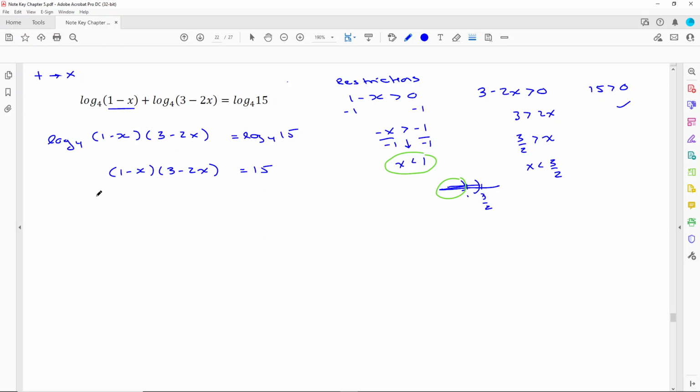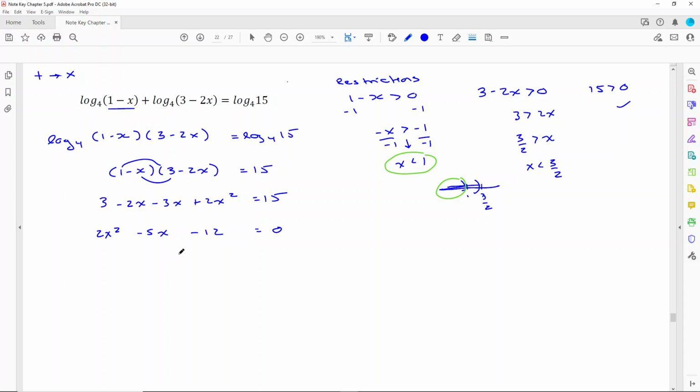All right, now I've changed this from a logarithmic equation to an exponential equation. It's not an exponential, it's a quadratic. So now I'm going to simplify by multiplying through. I get 1 times 3 is 3, 1 times negative 2x is negative 2x, minus 3x plus 2x squared equals 15. Now again, I'm assuming this is going to factor. So I'm going to put 2x squared minus 5x, and then I've got 3 minus 15 is negative 12.